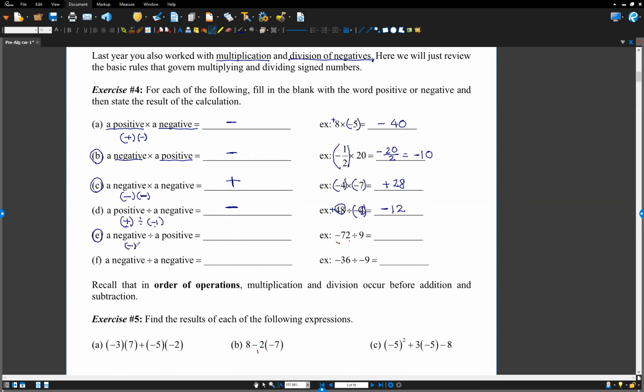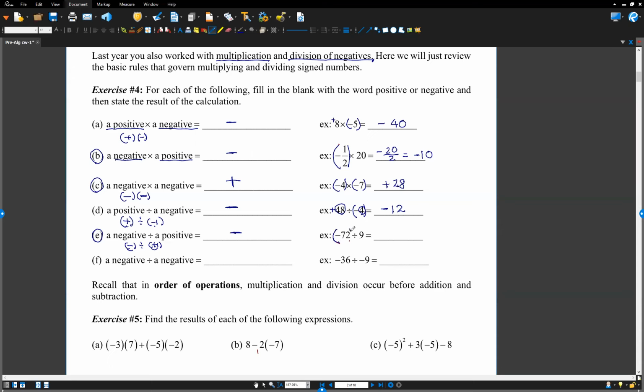Negative divide positive. The result sign will be, what is that? Sydney, are you there? Okay, Louis, negative divide positive. The result sign will be? Different sign. I think it's negative. Yeah, negative. That's correct. So we have an example here.